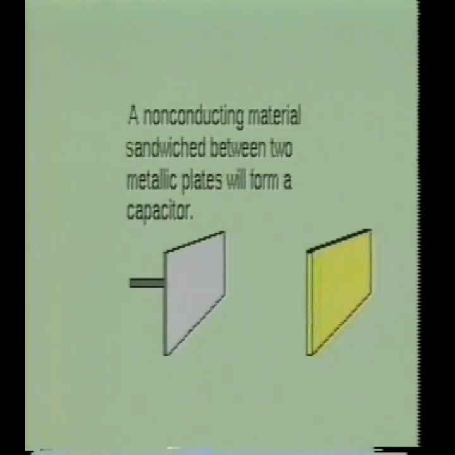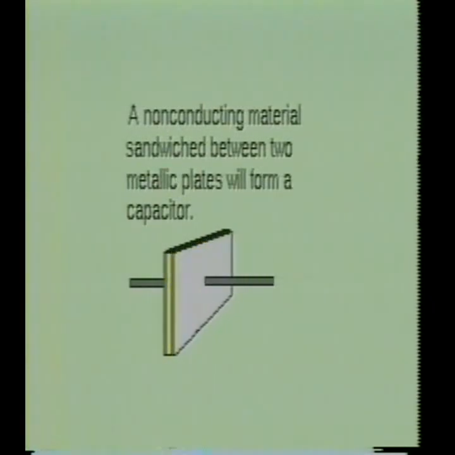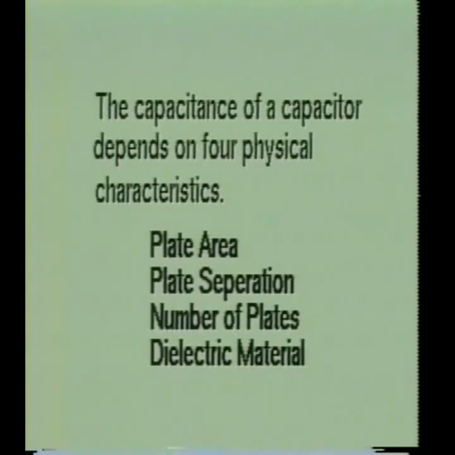Two separate metallic plates with a non-conducting material sandwiched between them form a simple capacitor. The capacitance of a capacitor is dependent on the physical characteristics of the capacitor. These characteristics are first the plate area, second the plate separation, third the number of plates, and fourth the nature of the dielectric material. Let's take a look at dielectric material.